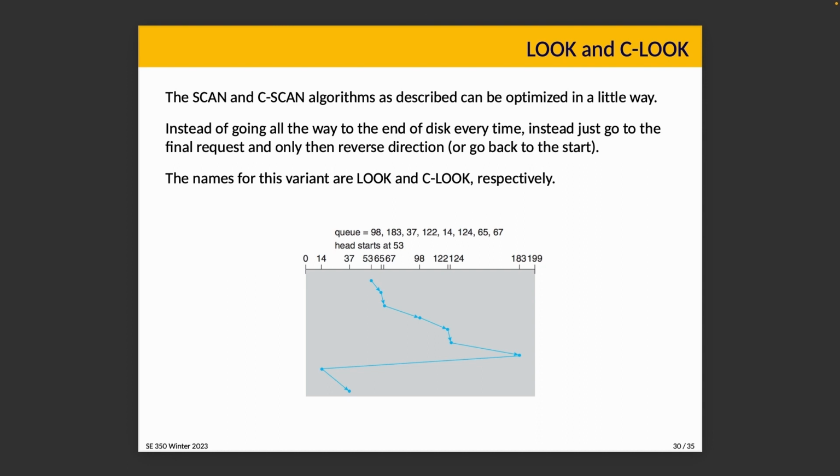And there is a little algorithm improvement here called look and clook, which is improving it by not going all the way to the end of the disk. When you get to the final request, so we get to 183, we don't have to do the work of going up to 199, and similarly we don't have to then jump all the way back to 0, we can just jump to the lowest request, and it just saves us a little bit of extra time by cutting off those useless bits that we weren't doing anything with anyway. There were no requests there, so just skip it.